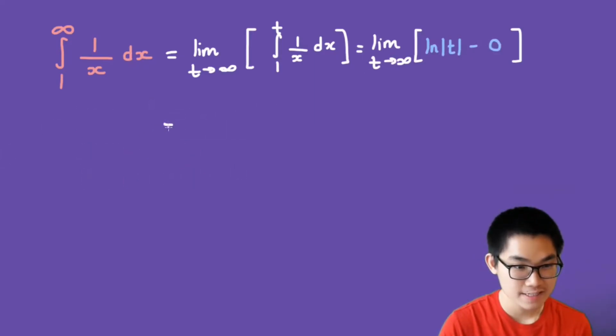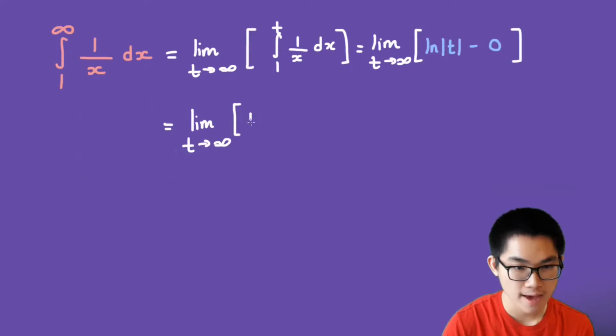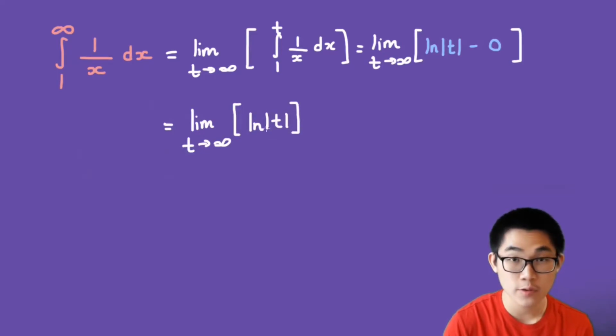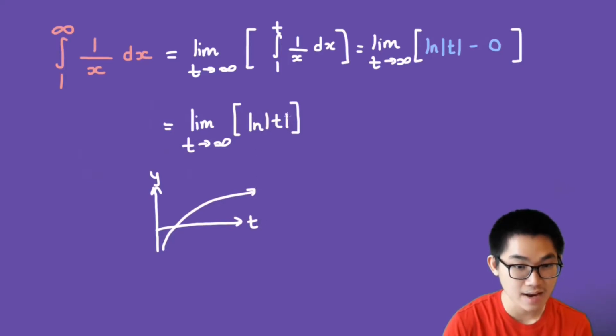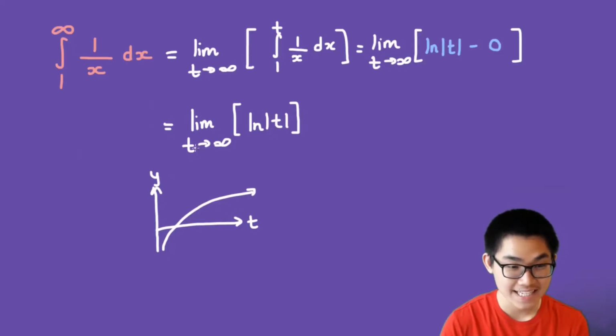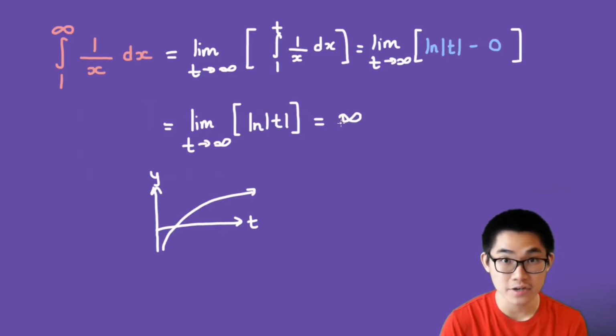So we can simplify this into the limit as t approaches infinity of ln t. If you graph this, where this is the y-axis and this is the t-axis, you will get a function looking like this, and that is ln of the absolute value of t. As t approaches infinity, this function will continue to go up and up and up, which means that this function also approaches infinity. So the limit is equal to infinity. And because you get infinity as the answer, we know that this integral is divergent.